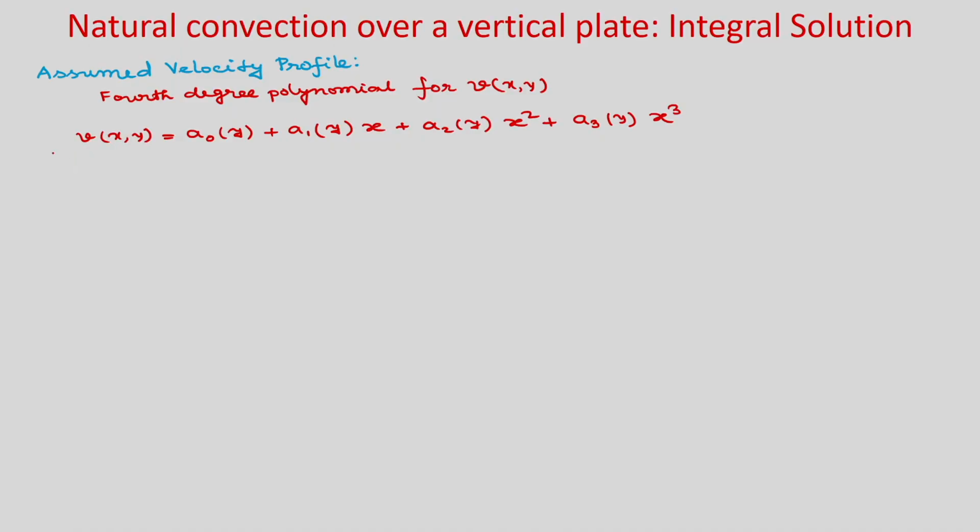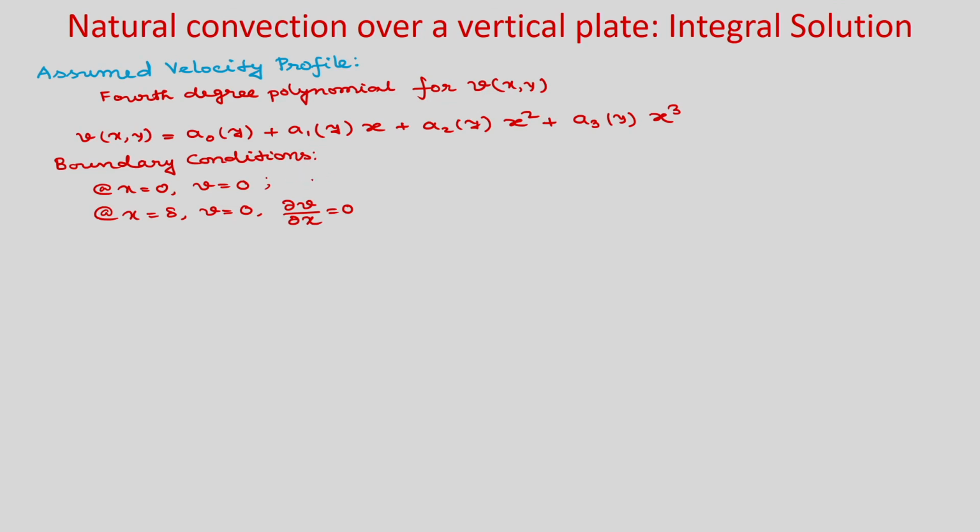So, boundary conditions: at x equal to 0 you have v is equal to 0, at x equal to delta you have v is equal to 0, also the velocity gradient is 0 because you have a quiescent medium. So, del v by del x is 0, and another boundary condition that is derived from the momentum equation.